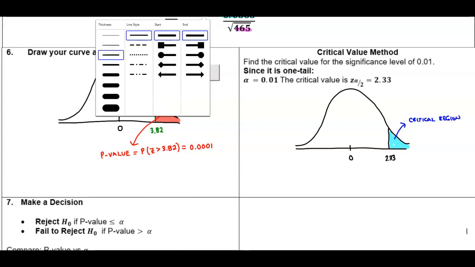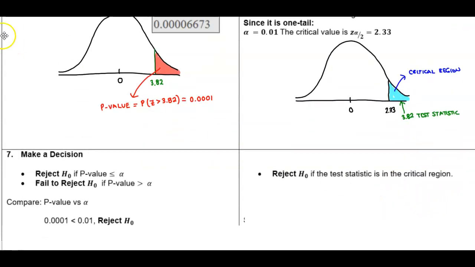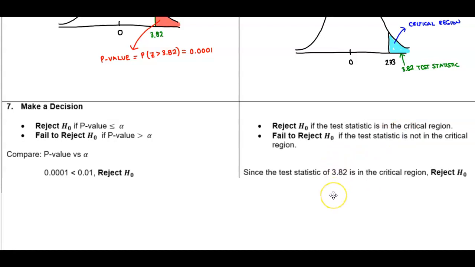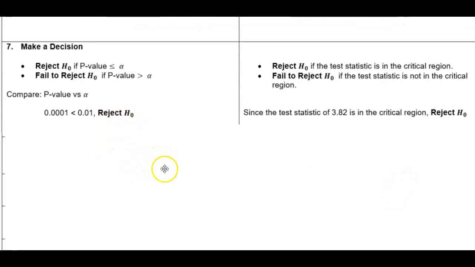Now we're going to look at the test statistic, and the test statistic we found is 3.82. So 3.82 is to the right of this. What do we know about the test statistic? Well, it falls in the critical region. We reject the null hypothesis if the test statistic is in the critical region, and we fail to reject the null if the test statistic is not in the critical region. Since the test statistic of 3.82 is in the critical region, we reject the null hypothesis, just as we did with the p-value method.